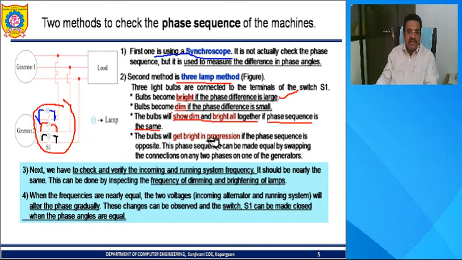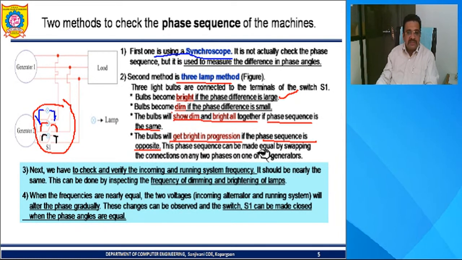The bulbs will get bright in progression if the phase sequence is opposite. It means the phase sequence is RYB, and here if we get RBY, then we can say the lamps get bright in progression.